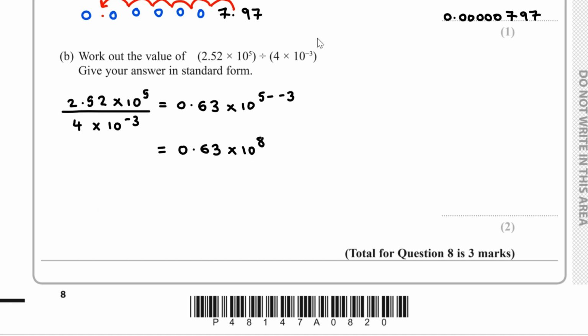Now for standard form, that's when a number is of the form a times 10 to the power of n, where a is in between 1 and 10. So the 0.63, that's not in between 1 and 10. If I multiply the 0.63 by 10, we have 6.3, and because I've multiplied this by 10, I'd have to divide this by 10, and if I divide 10 to the 8 by 10, I get 10 to the 7. So therefore this result is equal to 6.3 times 10 to the power of 7.